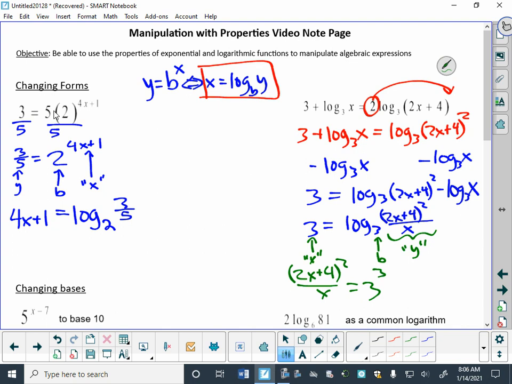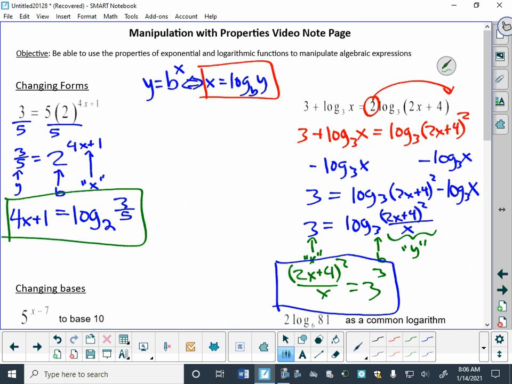And so this now looks more like the kind of functions that I would have dealt with before, but again, it was just a matter of rewriting this in its exponential form, and that's how we do that. That's my final answer on that one. This, of course, was my final answer over here.